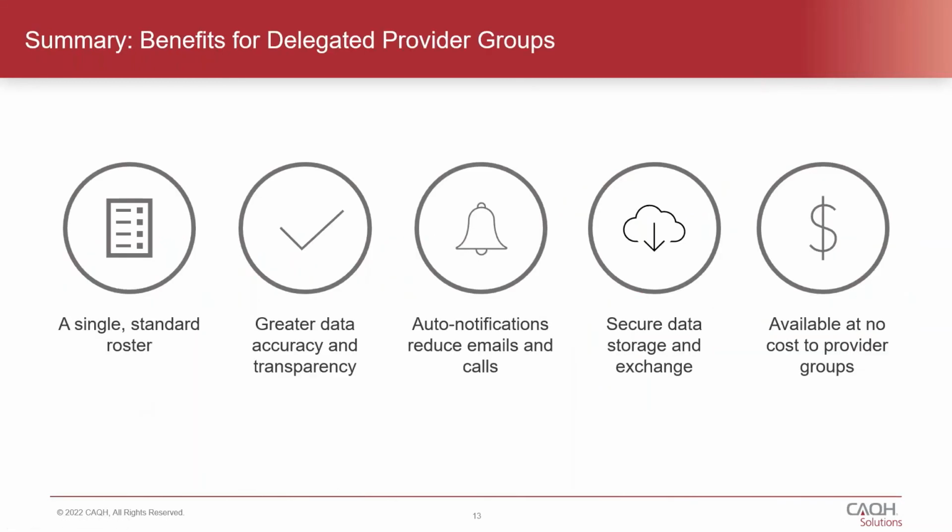Moving on. So here's a summary of the benefits. First of all, we're talking about a single standard roster for all groups and plans. It reduces the manual work and delays associated with this work. Greater data accuracy and transparency. You're going to know exactly when a plan downloads your roster. There should be less back and forth email and phone calls to confirm information because of the quality checks and data validations involved with this solution. Auto notifications can also help reduce the emails and calls.